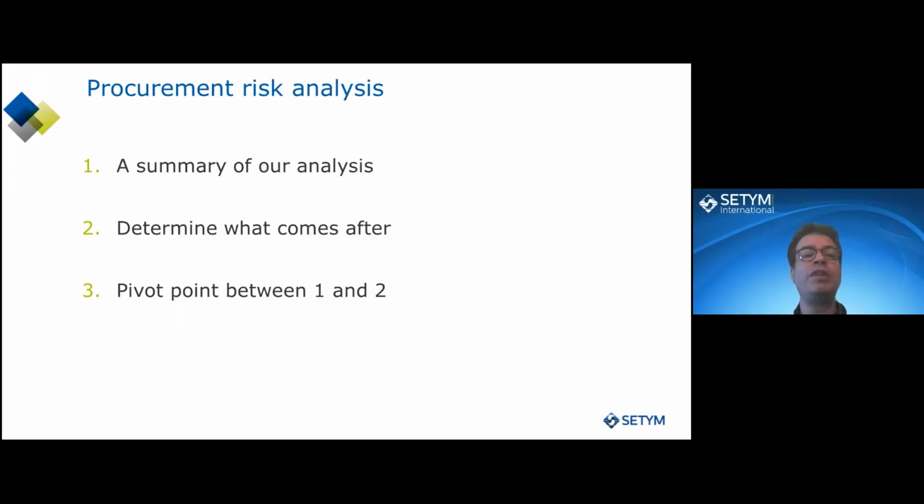Once we've done that, we need to move on to the central part of the document, the procurement risk analysis. What we've done so far is a summary of this, and we put it in the procurement risk analysis. The procurement risk analysis itself will determine the actions that come after. It's a pivot point between 1 and 2. So we've done an analysis so far, we move on to the risk section, and it determines what comes after. It's the pivot part of the document.